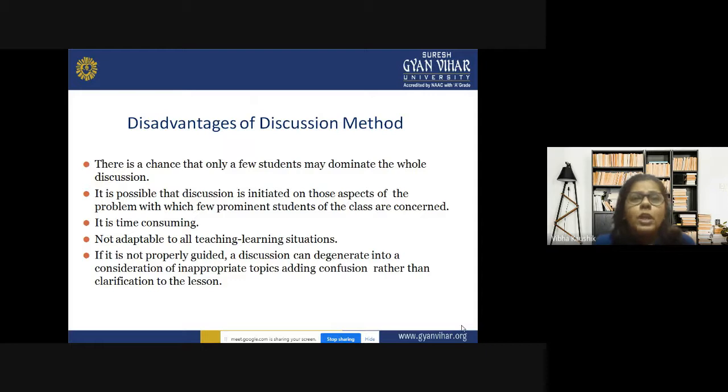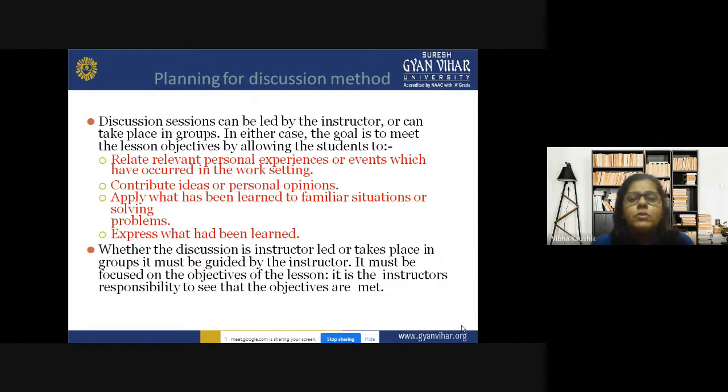Means we are not able to clarify the problems of the students. We are not able to give a clear verdict that this can be the source of removing or solving the problem, but it will add confusion among the learners if we incorporated inappropriate topics and irrelevant topics among the discussion. Now, planning for discussion method.